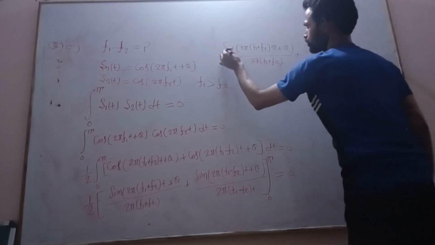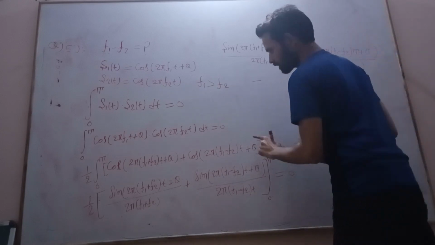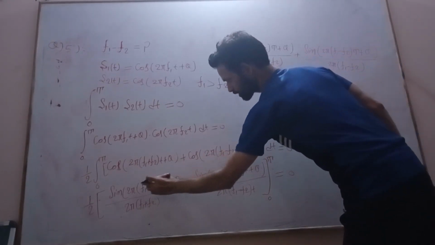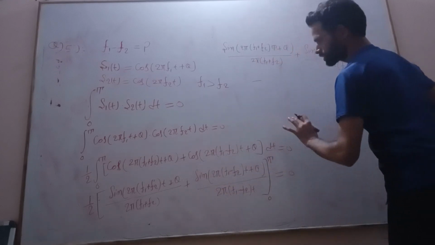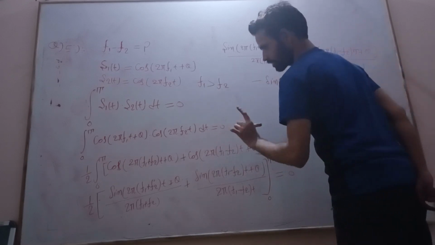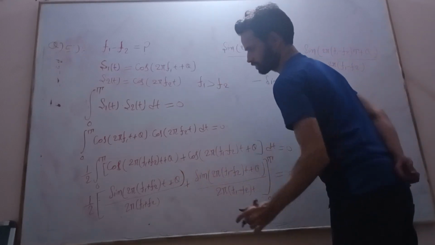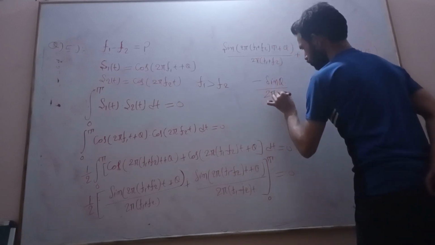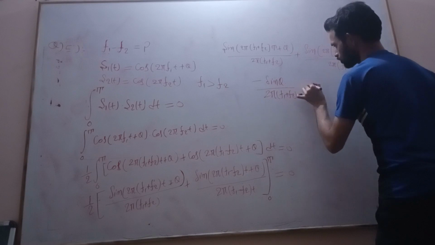Yes, f1 minus f2. So this is my upper limit minus lower limit. What is the lower limit? 0. Just put 0 here. If you put 0 here, sine 0 will become 0, so there is only sine theta. So this is sine theta divided by 2 pi (f1 plus f2), upper limit minus lower limit.